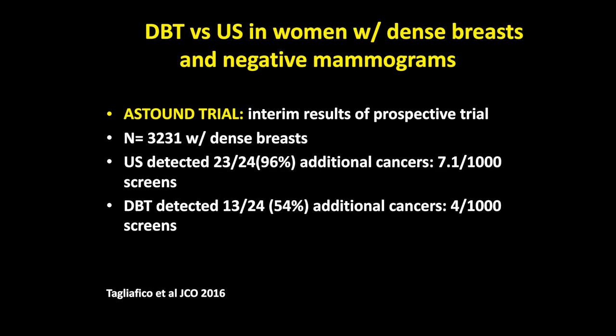The group from Italy compared tomosynthesis and ultrasound in women who had dense breasts and negative regular mammograms in the ASTOUND trial. And the interim results that were published in 2016 demonstrated that an additional 24 cancers were detected, 96% of which were detected by ultrasound, only half by tomosynthesis.